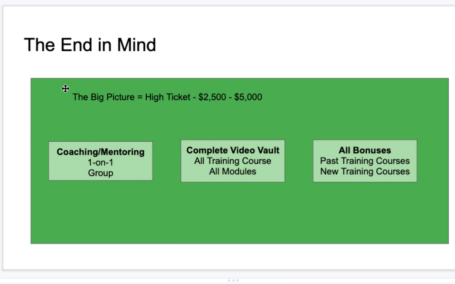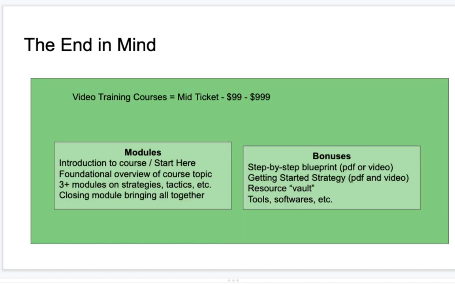Okay, so that's why you want to start with the big picture in mind, so that you could have one big program that includes everything else. Now this video vault here is made up of individual training courses. So let's look at that now. Those individual training courses are mid-ticket items. The high ticket was $2,500 to $5,000 when you start. The mid-ticket is $99 to $999 when you first start. Typically, that's where you stay.